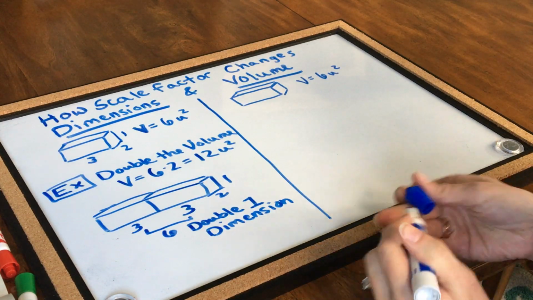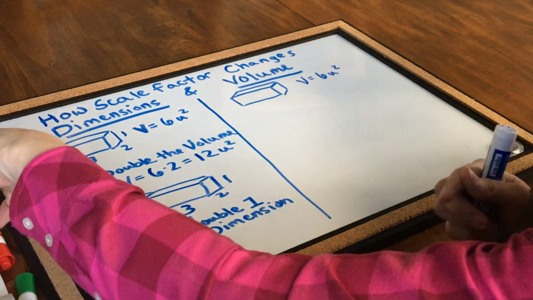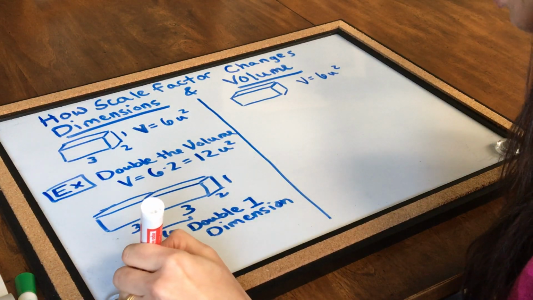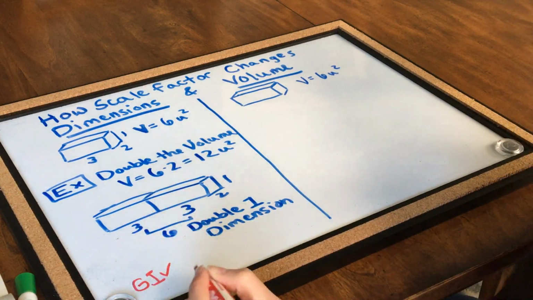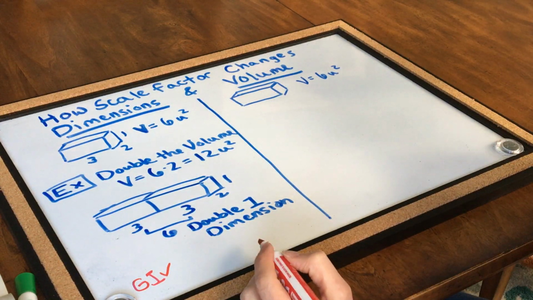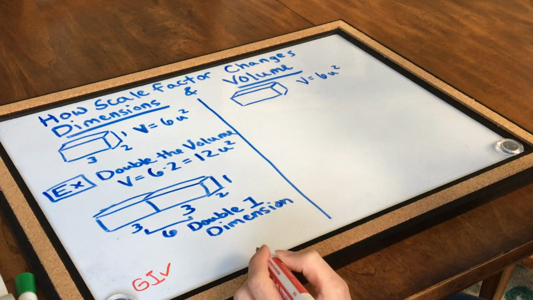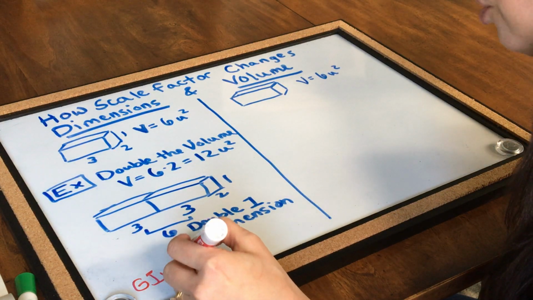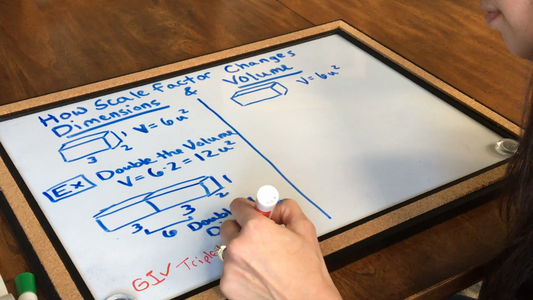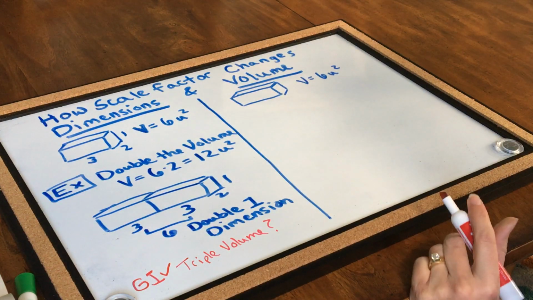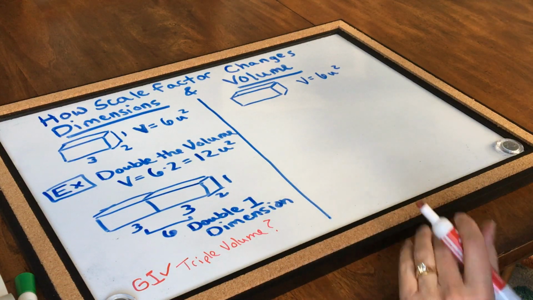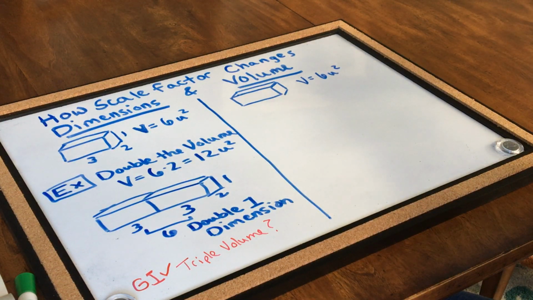Okay, so let's try the gotta check. Your Mrs. Pileggi gotta check is going to be, let's say I'm back to starting with my 1, 2, 3 box, or my 3, 2, 1 box, however you want to call it. What if I want to triple the volume? If I want to triple the volume, what would I have to do to the dimensions? Okay, pause the video right there. Come back when you're ready.